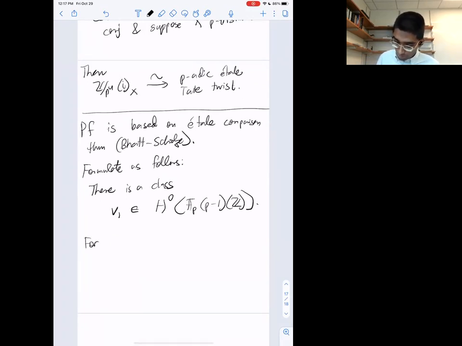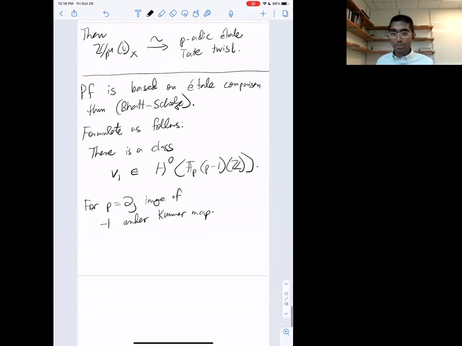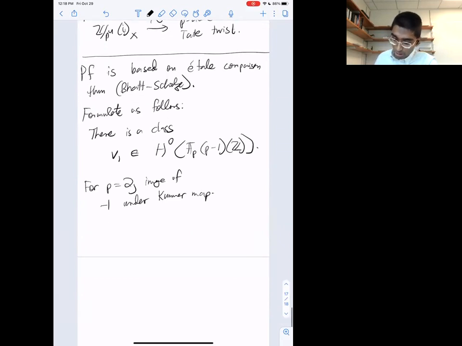So for p equals 2, this class v1 is the image of minus 1 under the Kummer map. Minus 1 is the square root of 1, so it gives you a class in H0 of Fp F2 of 1 via the Kummer map. And for p odd, over Z adjoin zeta p we can do the same.